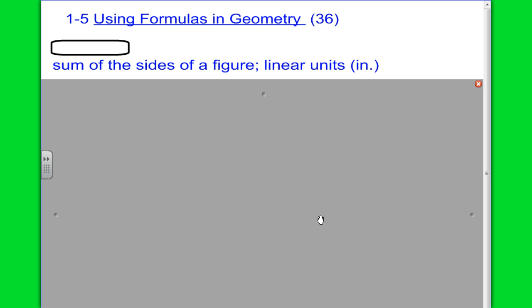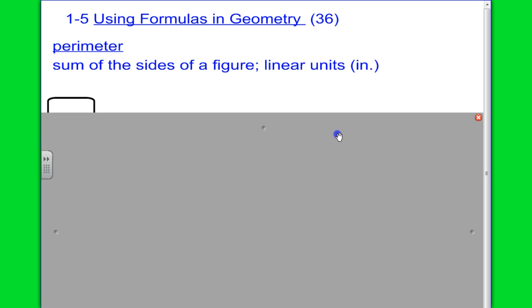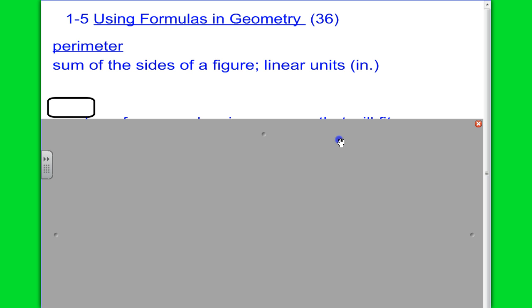So today we're going to talk about using formulas in geometry, and these formulas we're using, you know all about already. What do we call it when you're adding the sides of a figure? And notice we're talking linear units. Linear means in a line, right? Just walking around something. So a unit might be inches. Not square, just inches, right? You're measuring around something. So you could literally cut it apart and lay it out in a big long line.